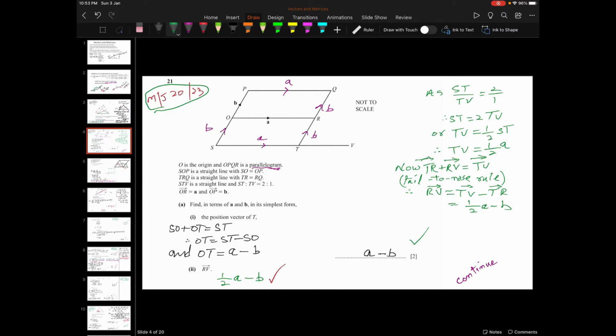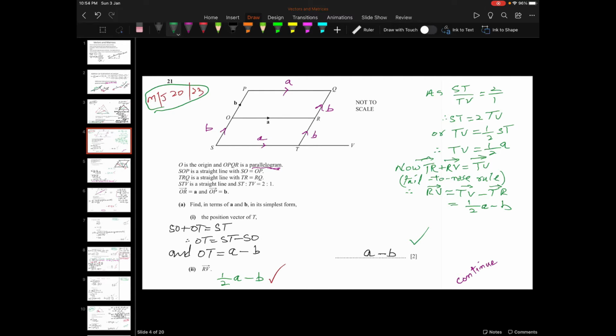Now, SO plus OT is equal to ST by using tail to nose rule. And OT is equal to ST minus SO. But ST is equal to 2TV.